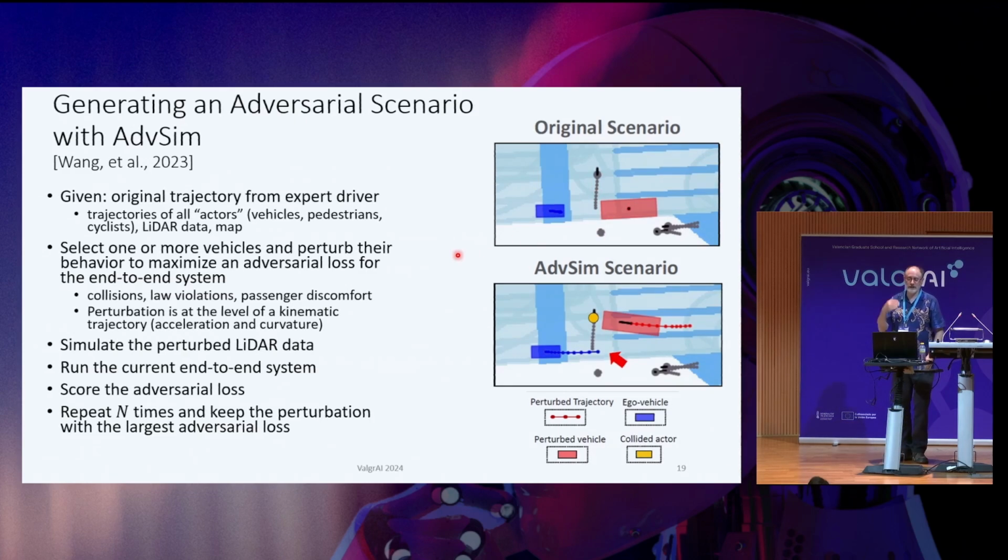So when they collect these scenarios, they have the trajectories of all of the actors, so their locations and velocities and accelerations at each point along the trajectory. They have LiDAR data, which is what they primarily work with. They have a map of the streets. And then they select one or more vehicles. In this case, they're going to select the bus, and they're going to perturb it. So they're going to move the bus into this lane and have it drive away.